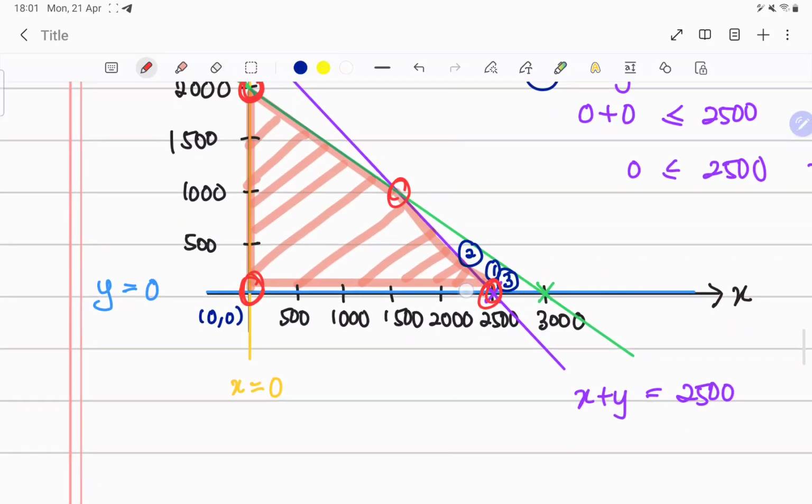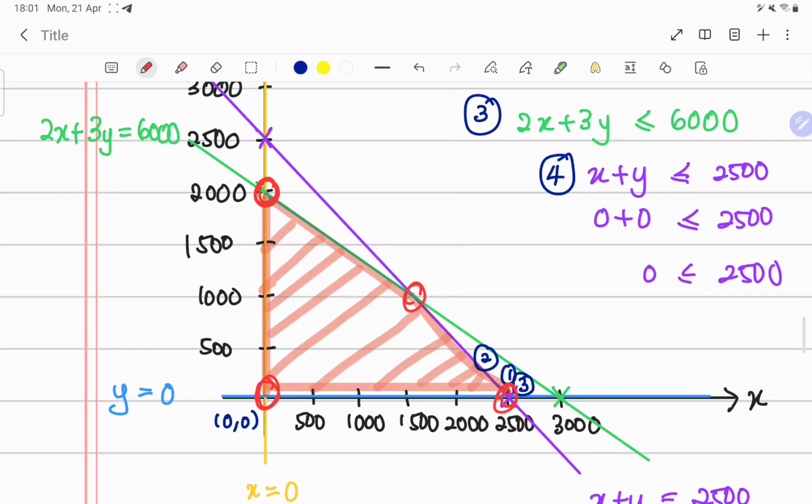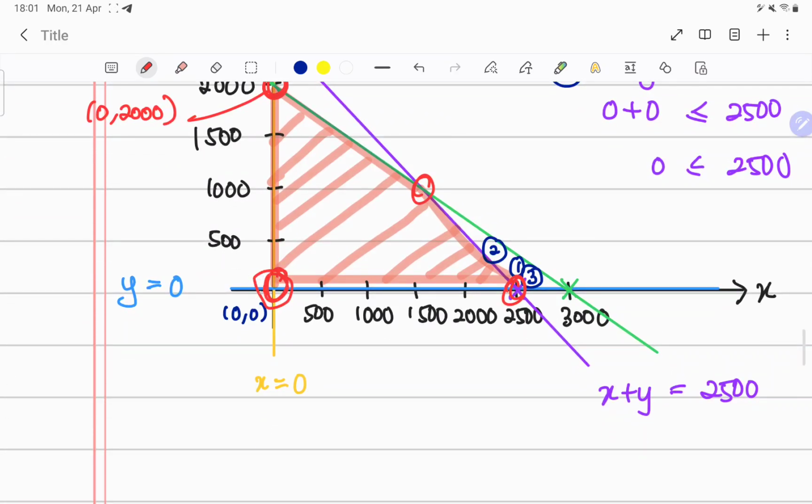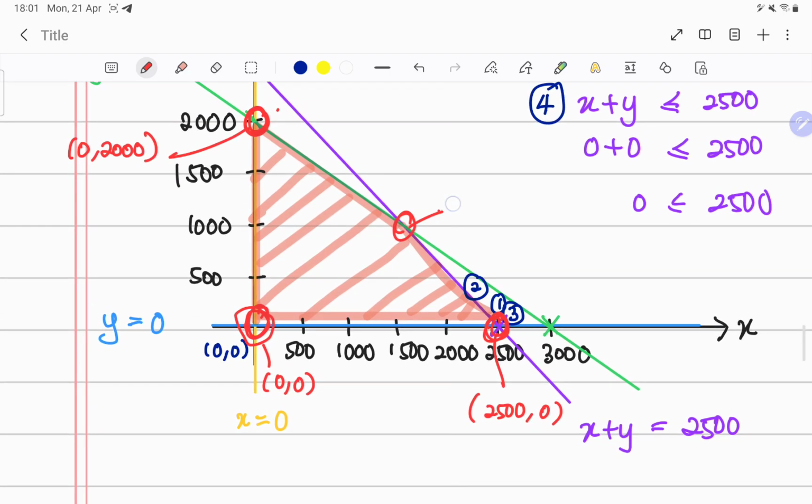So here, you already know the coordinate here. It is the intercept at 0, 1000. So first, this one is 0, 1000. This one, you already know which is 0, 0. And then this one, you already have 2500 and 0. This one, we don't know, right?